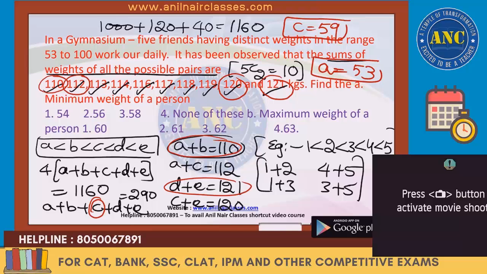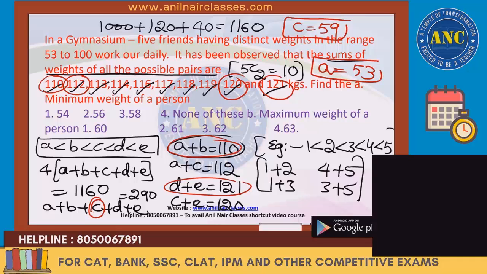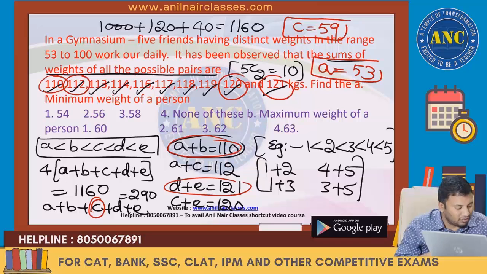Let us do 110 plus 112 plus 113. I don't want to get the calculation wrong. Plus 114 plus 116 plus 117 plus 118 plus 119 plus 120 plus 121, which is 1160. A plus B plus C plus D plus E is 290.